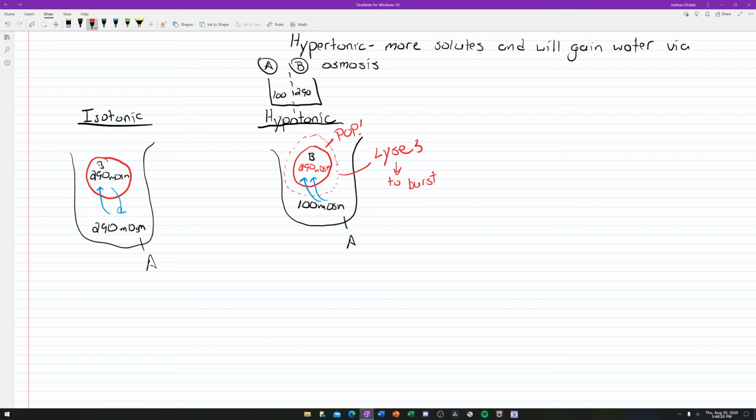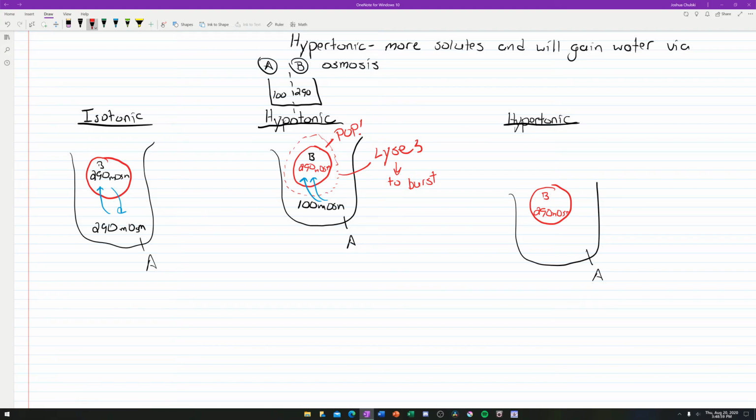Okay, now the last one is the hypertonic. A hypertonic solution. Again, we're just going to do the same thing here. We're going to draw out our jar, and we're going to call this side A. Then we have to draw our blood cell, or whatever it is we're looking at. We're going to call this one B. Remember, what is the concentration of the blood cell? 290 milliosmoles. This is approximate. It's not exact. It's like 290 to 300. So don't get caught up on the number.